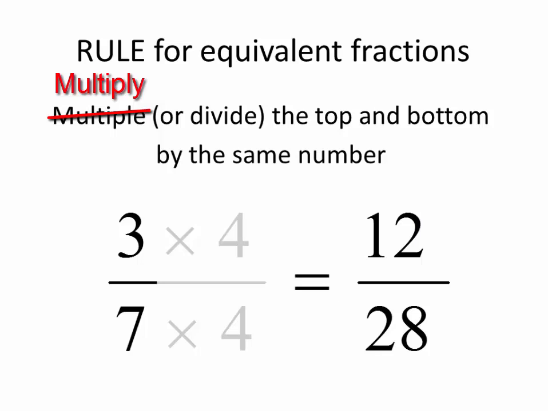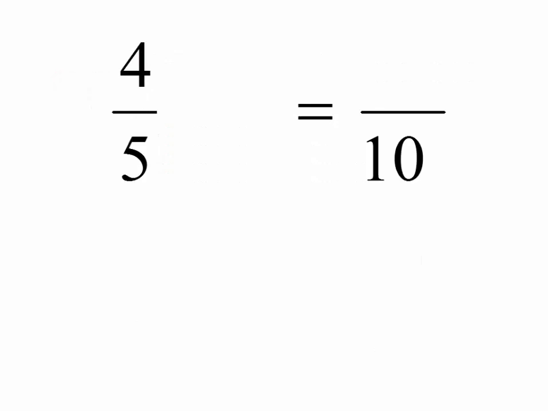Now you're not usually asked it like this, it usually appears something like this, where you're asked to give the missing number. So just use that rule. How did I get from 5 to 10? To get from 5 to 10 I had to multiply by 2. So do the same to the top. 4 times 2 is 8, so your missing number is 8.